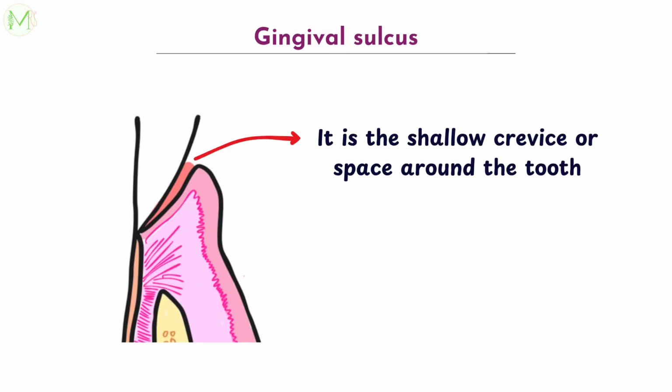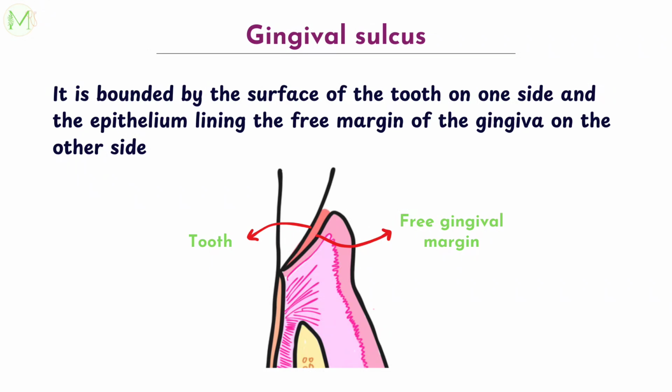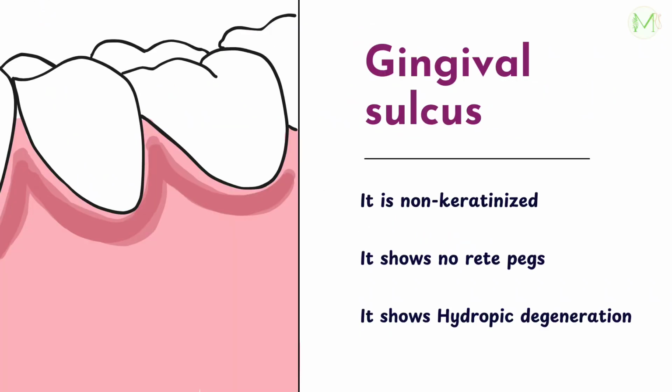Moving on to the next part, which is the gingival sulcus. Gingival sulcus is the shallow crevice or space around the teeth. The gingival sulcus is bounded by the surface of the tooth on one side and the epithelial lining of the free margin of the gingiva or the marginal gingiva on the other side. Gingival sulcus is V-shaped, it is non-keratinized, it shows no rete pegs, and it also shows hydropic degeneration.